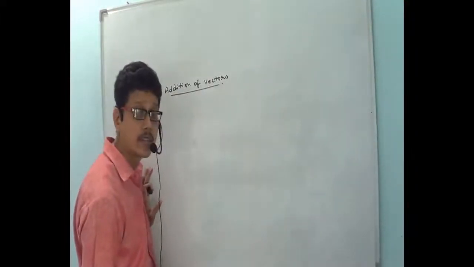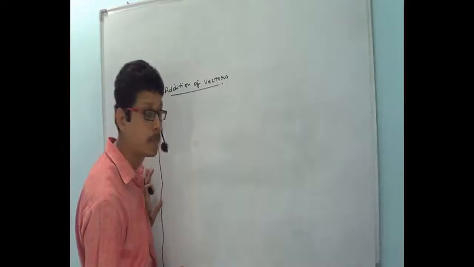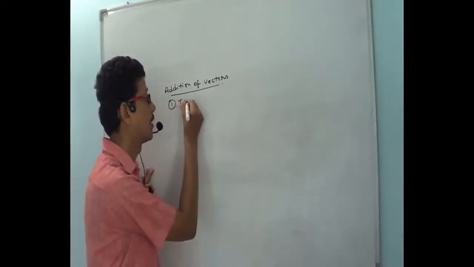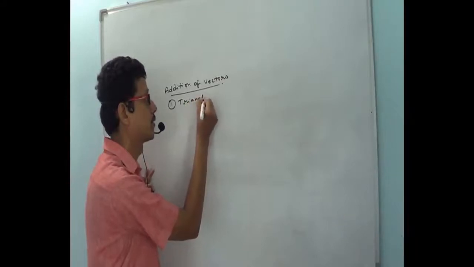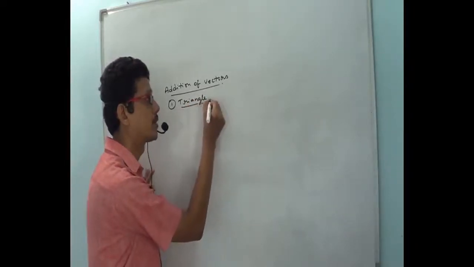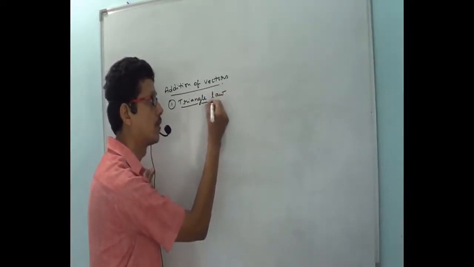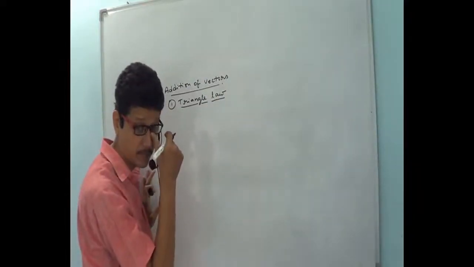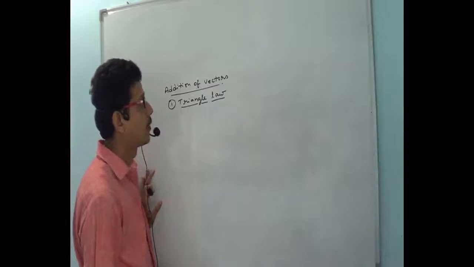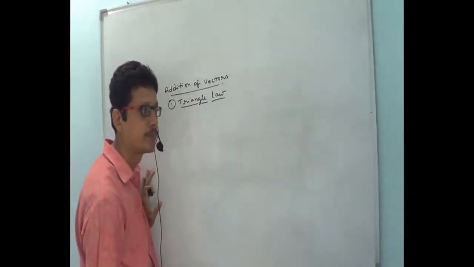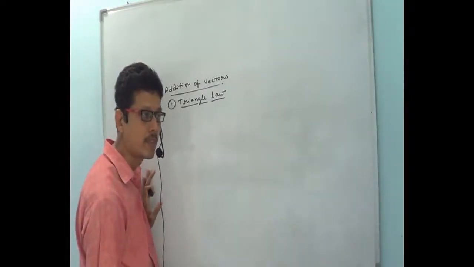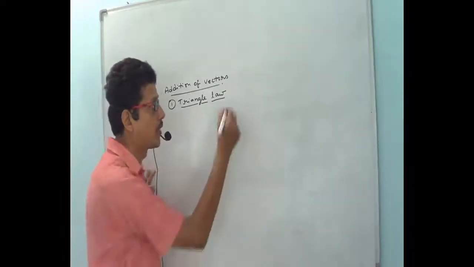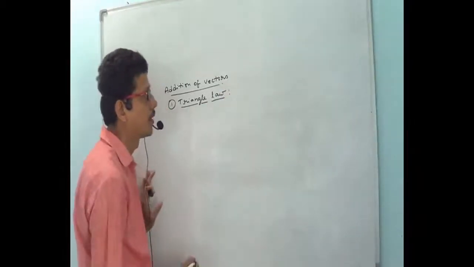For addition of vectors, there are three laws. The first one is the triangle law of vectors. The second one is the polygon law. And the third one, the important one, is the parallelogram law of vectors. Keep the side heading now, and write simultaneously with me.